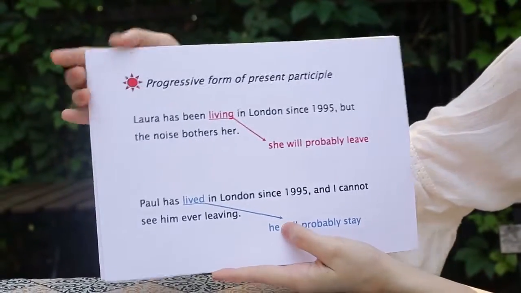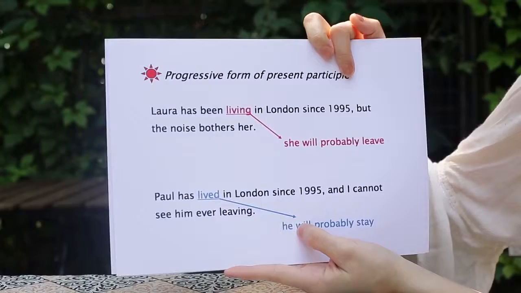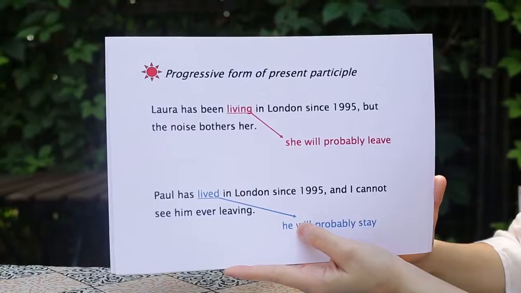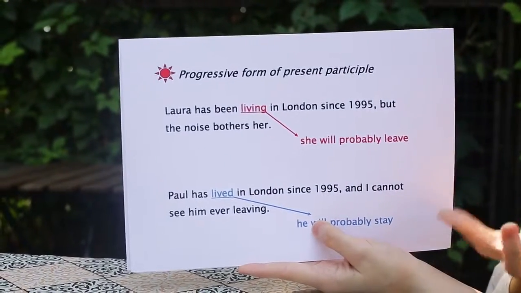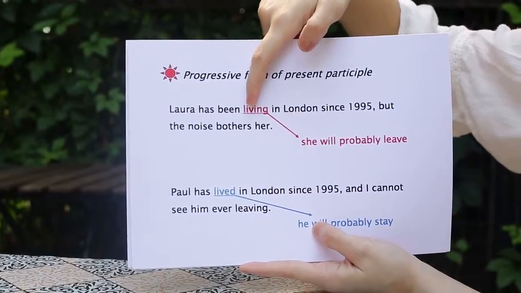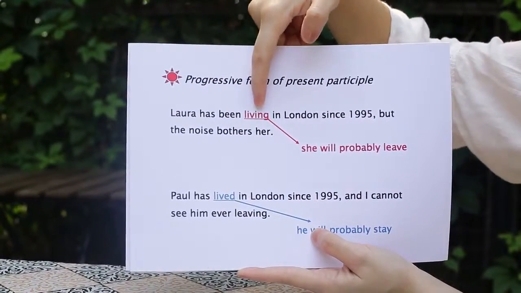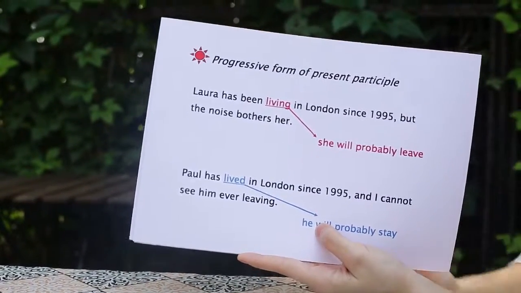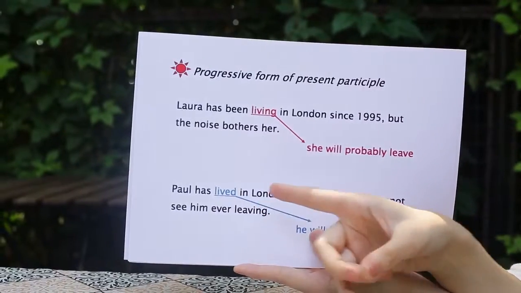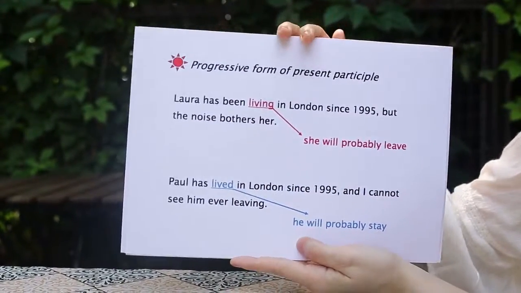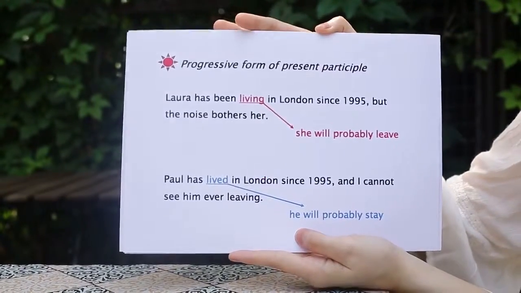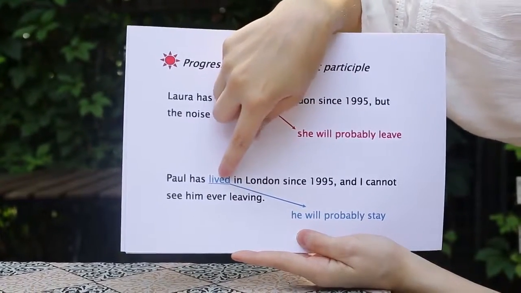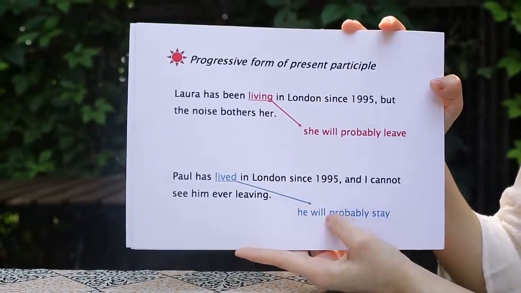What is interesting is this progressive character of present perfect continuous. Laura has been living in London since 1995, but the noise bothers her, which implies, using this present participle from the present perfect progressive tense, that she will probably leave. So this is something more temporary. As opposed to Paul has lived in London since 1995, and I cannot see him ever leaving. I cannot imagine him leaving, because this form, past participle lived, implies that he will probably stay.